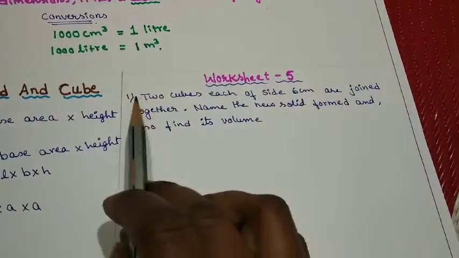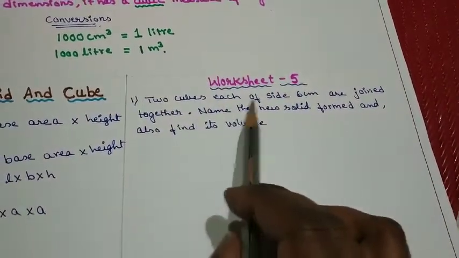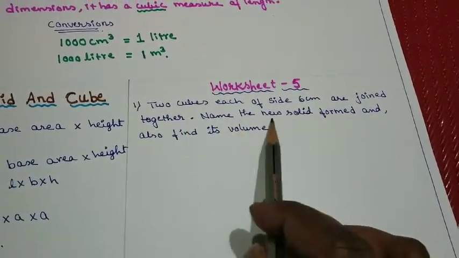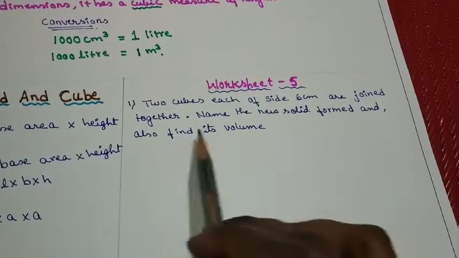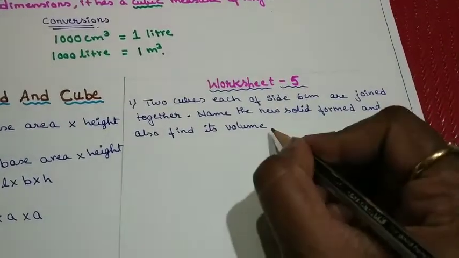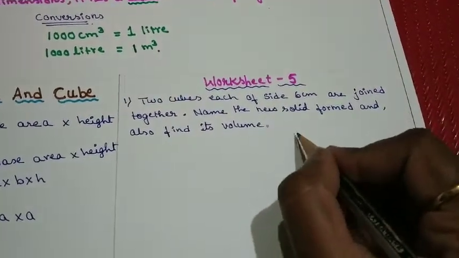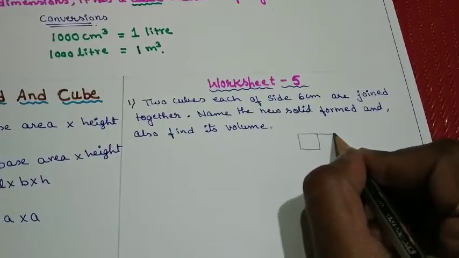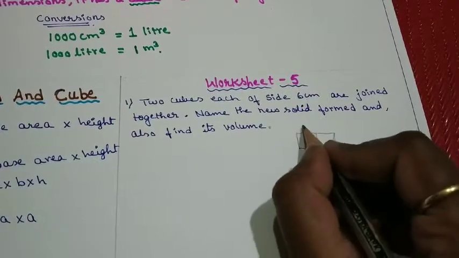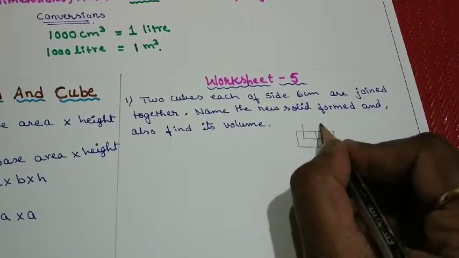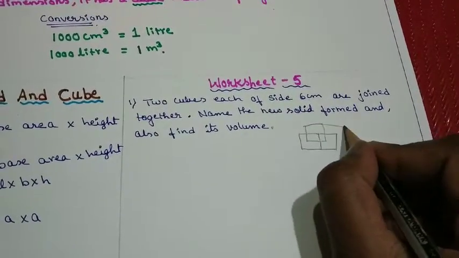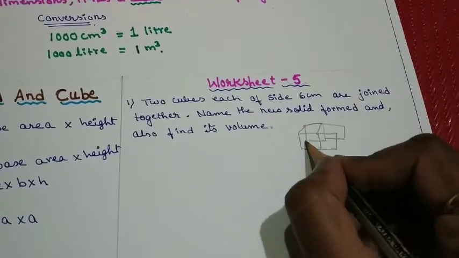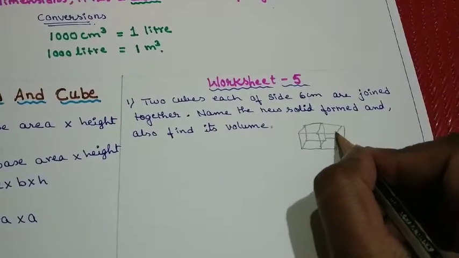Worksheet 5, first question. Two cubes, each of side 6 cm, are joined together. Name the new solid formed and also find its volume. So here he is asking us to join the two cubes. Let me draw the cubes here. So two cubes are joined together. Here we can see the two cubes which are joined together.